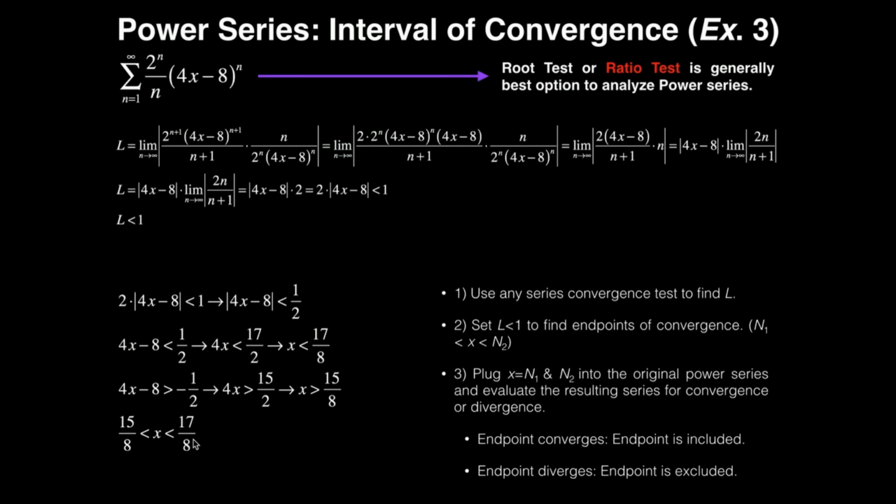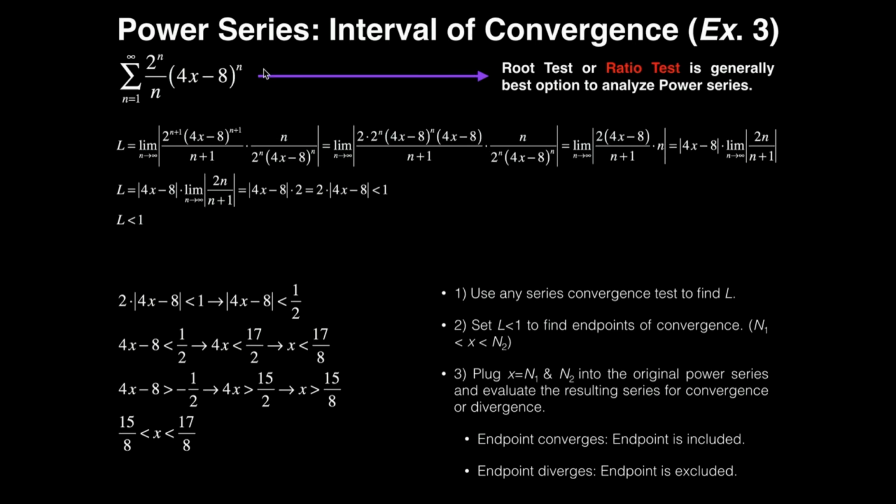Alright, here's our third example of using a power series to determine the interval of convergence. Let's look at our series here. We've got the series from n equals 1 to infinity of 2 to the n power over n, times the quantity 4x minus 8 raised to the n power. And remember, we start off by using either the root test or the ratio test to determine the limit L.